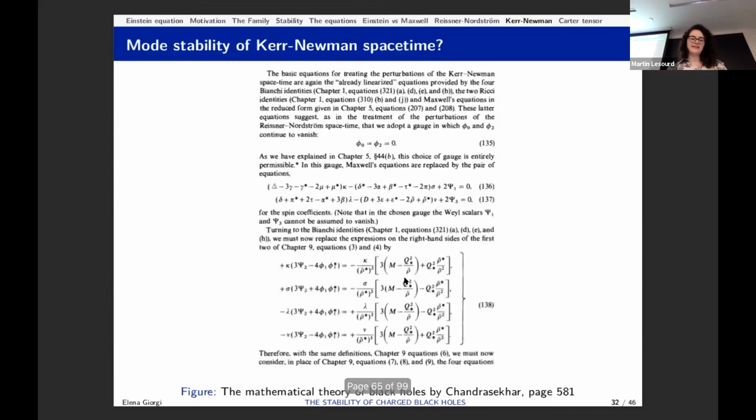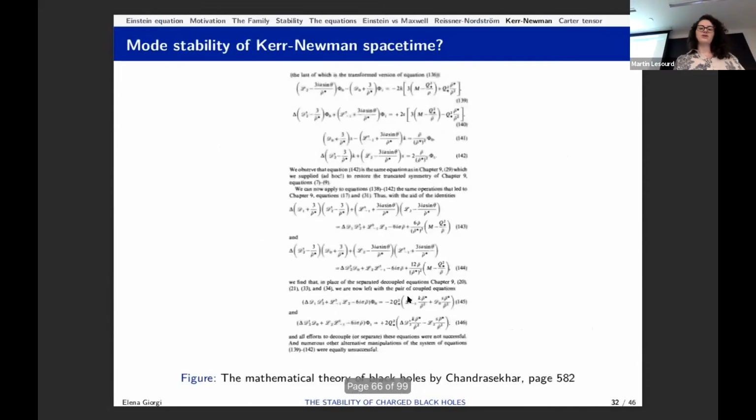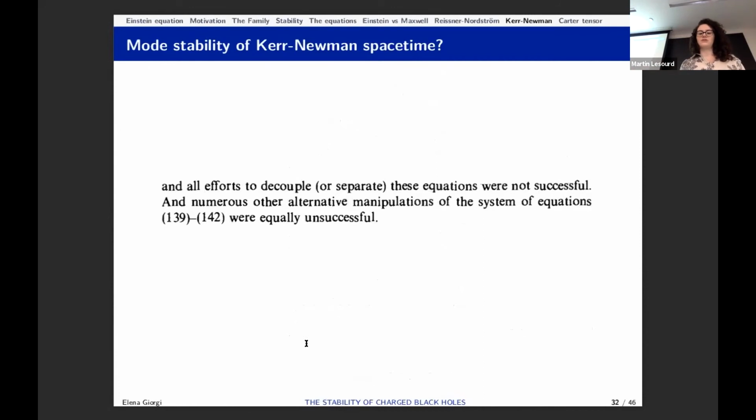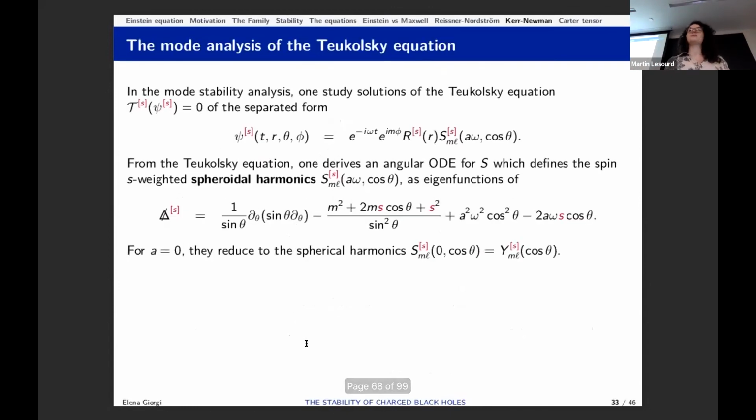What he does, you see here, is start deriving the Teukolsky equation, the same thing he did for Kerr. Then in the last two lines, he says all efforts to decouple these equations were not successful. Numerous other alternative manipulations were equally unsuccessful. So what's the bad story in Kerr-Newman?